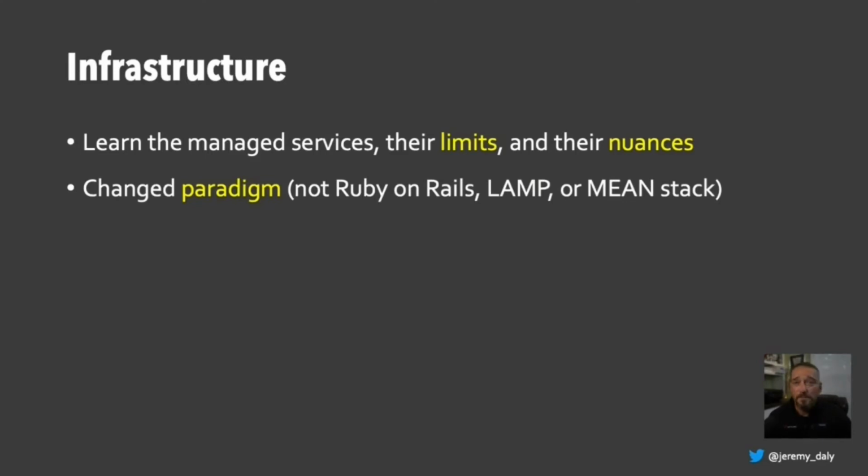There's also a very changed paradigm here. We're not talking about Ruby on Rails, LAMP stack, MEAN stack, any of those things that were a very monolithic deployment. I knew exactly what was happening, what I got to interact with. Now we're talking about interacting with potentially tens of services or more, and all of these different services have different communication methods and different ways that they integrate, and that's something you have to think about.